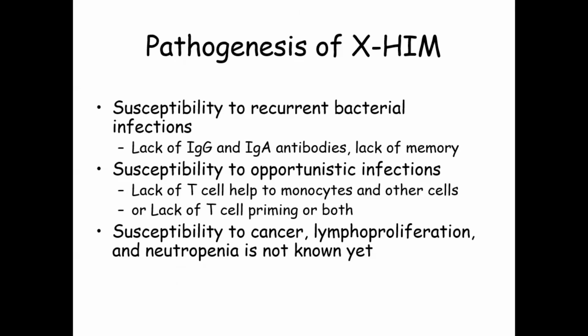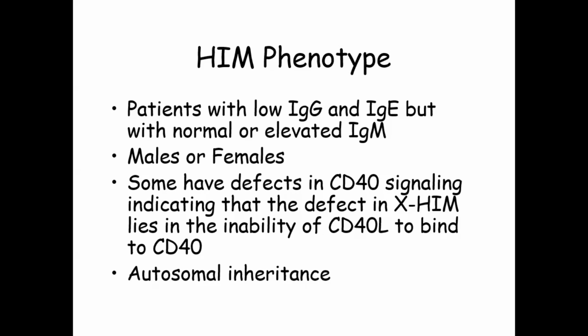So why do we have susceptibility to recurrent infections and to cancer and so on? We're not clear that we know that too well. Certainly for infection, the lack of IgG and IgA antibodies and the lack of memory plays a big role there. For opportunistic infections, it's not clear that antibody is the reason, because patients will still get them if they are given IVIG. It could be the lack of T-cell help from monocytes, or the fact that the T cells don't prime well because they're not getting signals back from the B cells or other antigen-presenting cells. And we still really are not sure about some of the other complications and what the pathogenesis is.